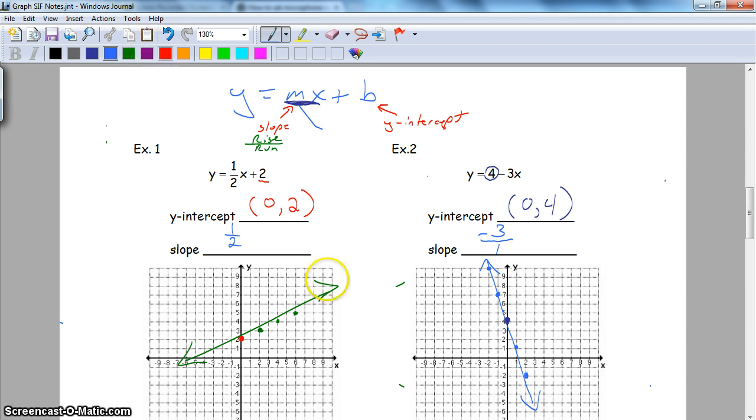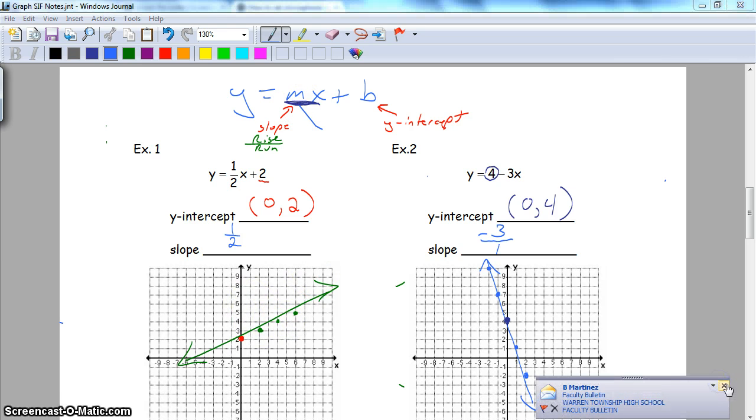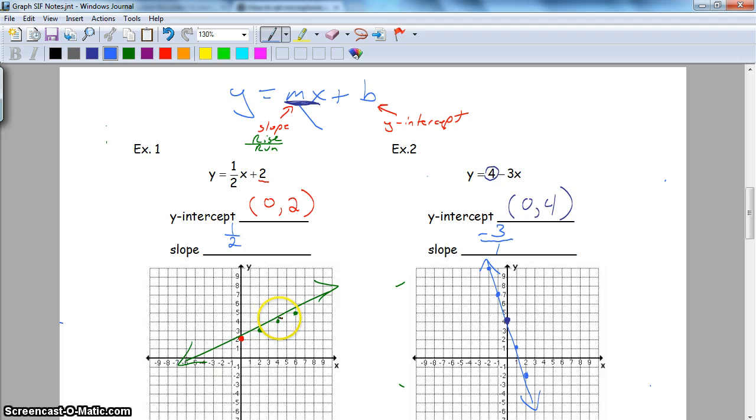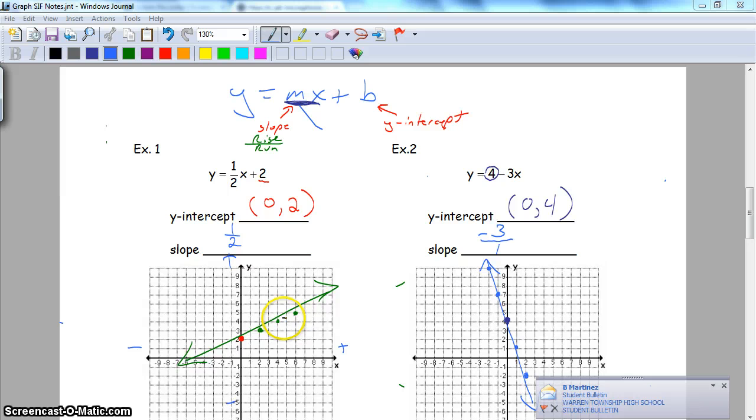Let's go back here. Even on example 1, we went up 1 and right 2. Well, what if I went down 1? Then you have to go left, because think about this. Up is positive and down is negative, right? To the right is positive and to the left is negative. So if I go down 1, negative divided by left is negative. Negative divided by negative is a positive slope.